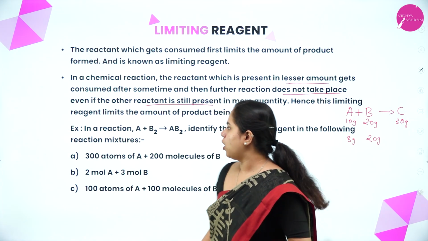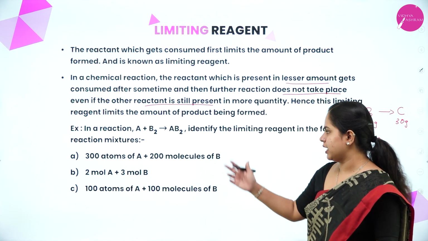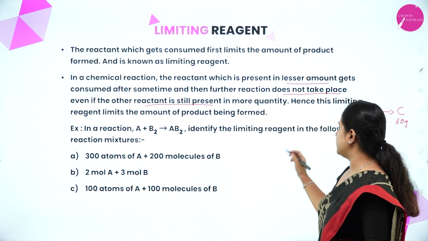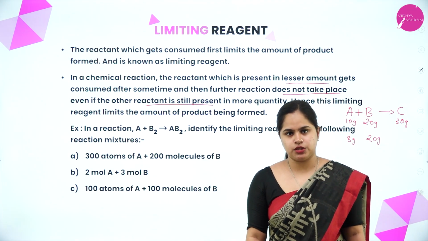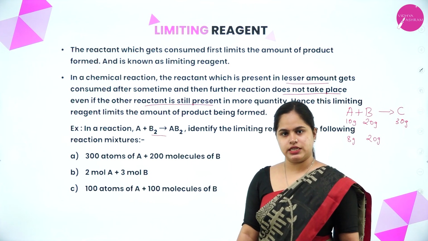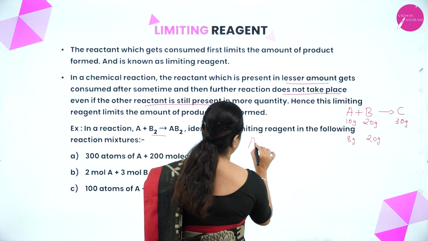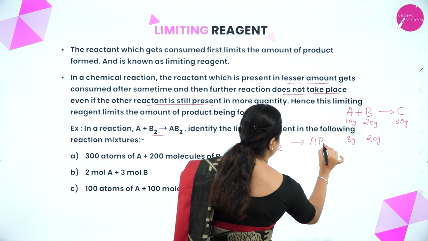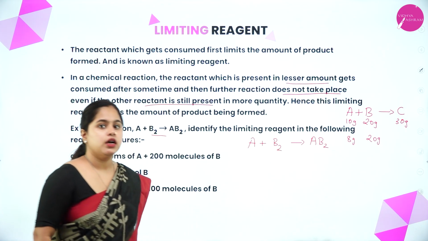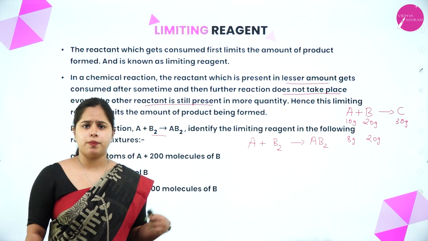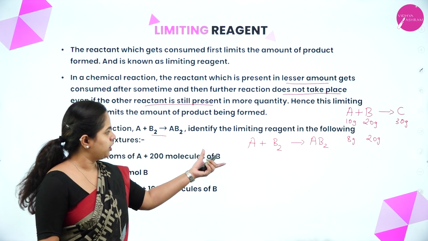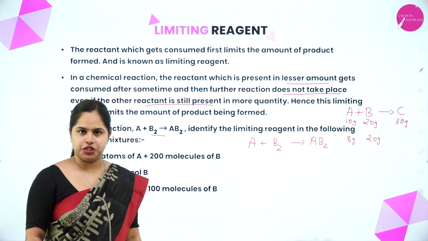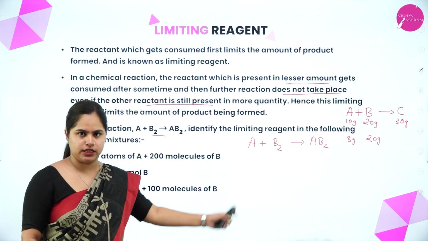Clear? So, how can you expect questions from this part? Let's take an example. In a reaction A plus B2 giving AB2, identify the limiting reagent in the following reaction mixture. So your chemical reaction is given here, that is A plus B2 gives AB2. In the last topic, when we studied stoichiometry, you learned how you can obtain information from a balanced equation. Is this a balanced equation? Yes, it is balanced.